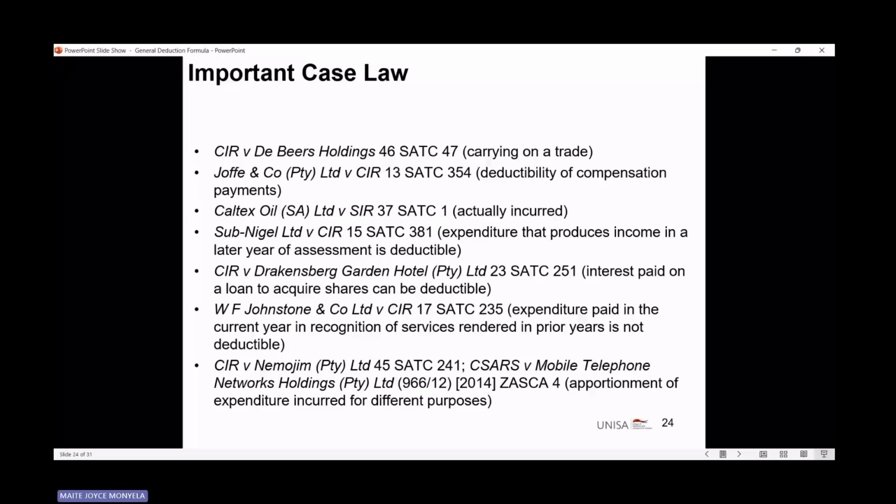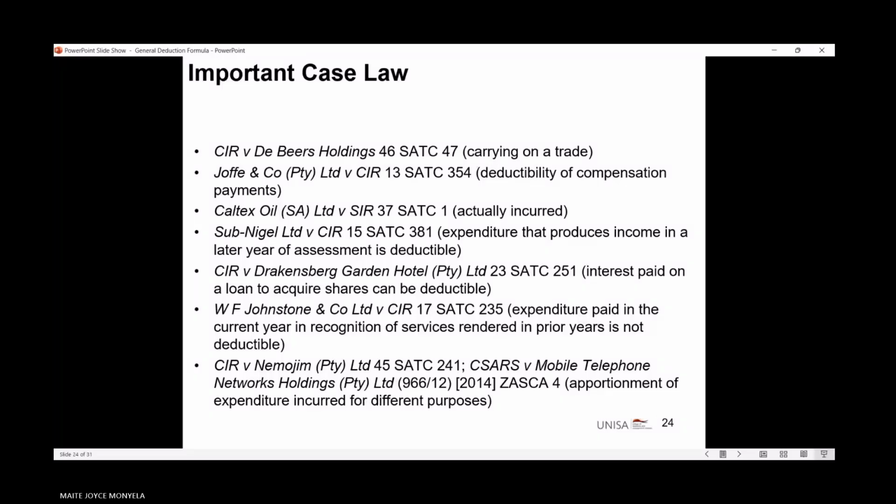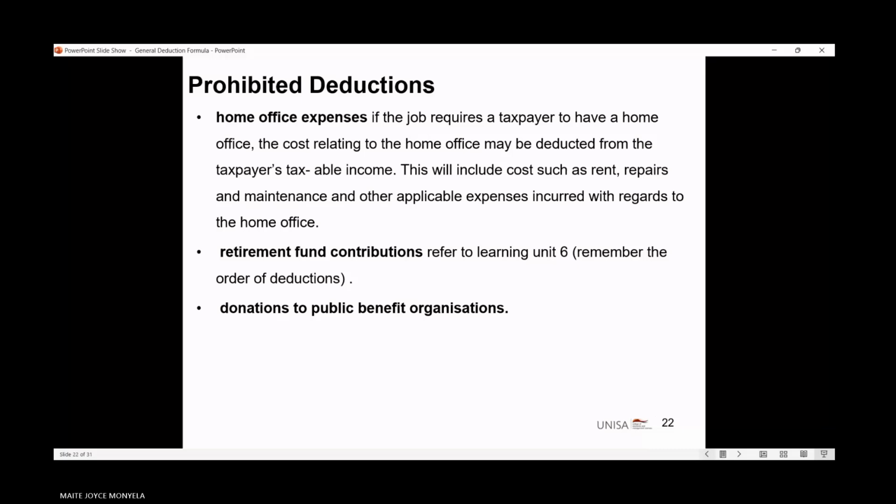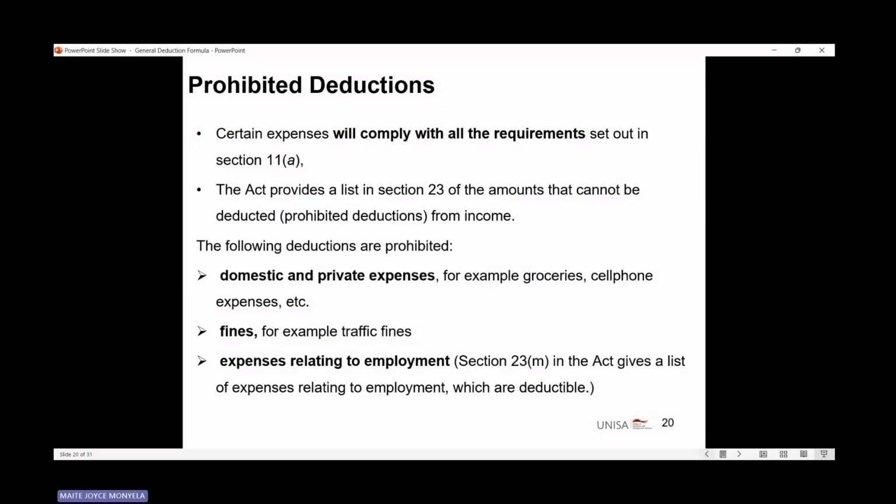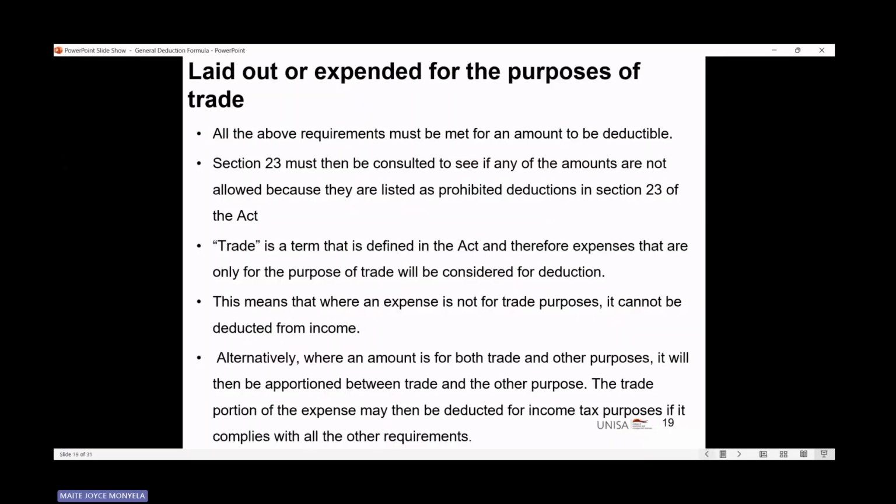And the apportionment of the expenditure in different purposes. Remember, I talked about if there are two purposes, where an amount is both for trade and for other purposes, it will be apportioned. So it's the case study that deals with that.